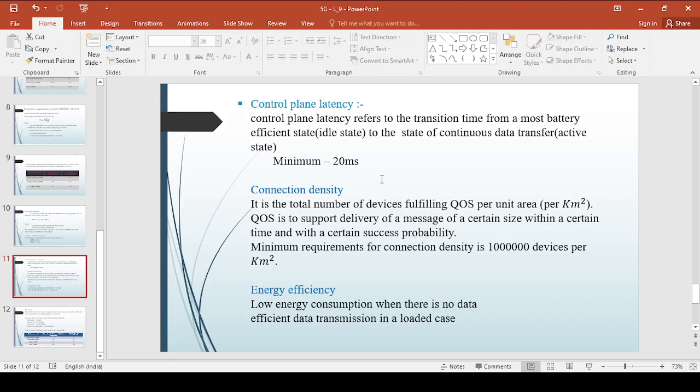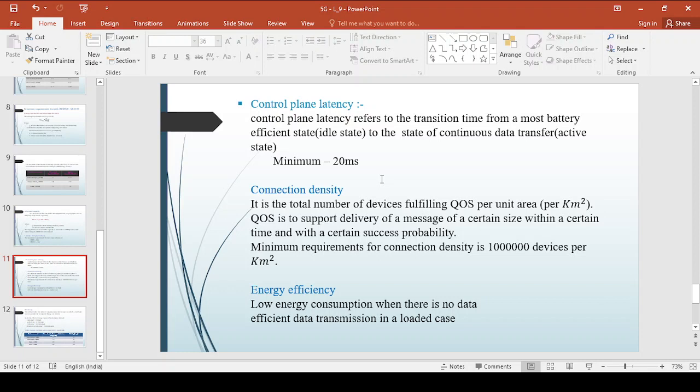Now coming to another requirement, here we have connection density, right? Connection density is the number of connected devices per kilometer square. Connection density should be high for your fifth generation communication system. It is the total number of devices fulfilling QoS, quality of service, per unit area.